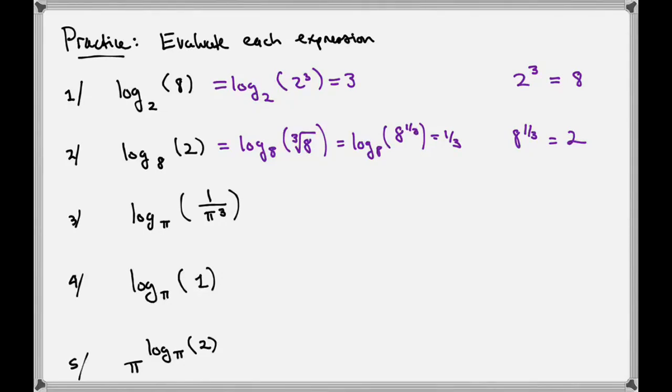Now, number 3. The base is pi. I need to realize this number in parentheses as a power of pi. And because it's a reciprocal, that means negative exponent. Because I've written it as a power of pi now, I read off the exponent, and that gives me the answer. Pi to the minus 3, the answer that I get is 1/pi^3, the input to the logarithm. This equation is the same as this equation.